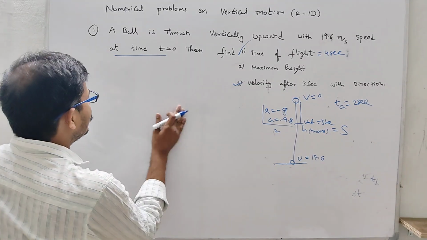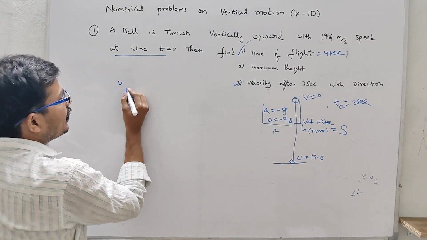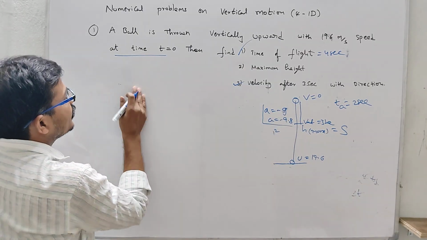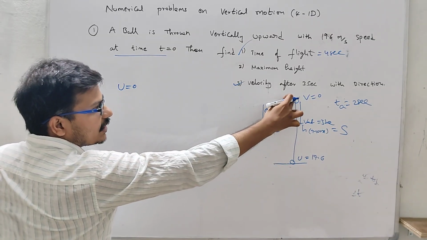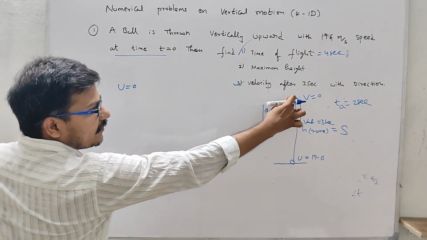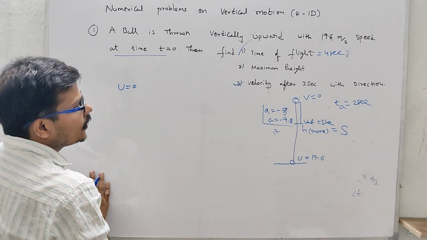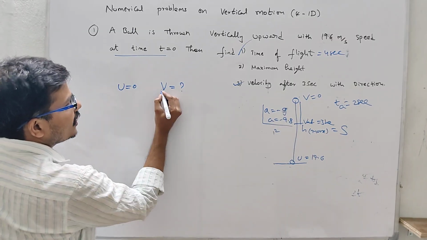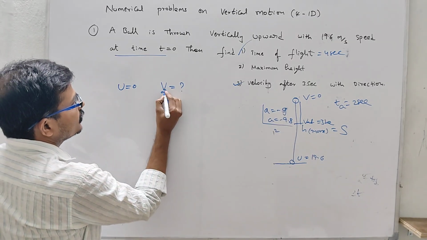See, so we have to consider from this point. So velocity at the beginning of the maximum point is nothing but 0. So initial velocity should be 0 here. Final should be initial when it is coming downward. That is nothing but initial velocity is 0. Now velocity at 3 seconds we want, right here.